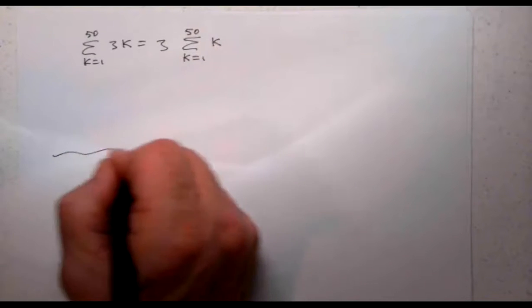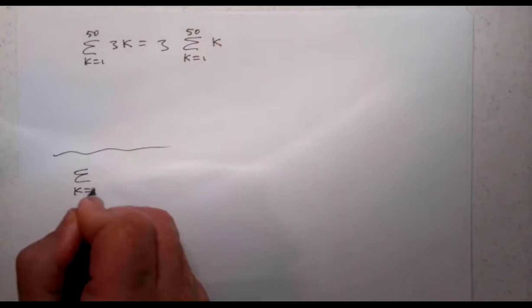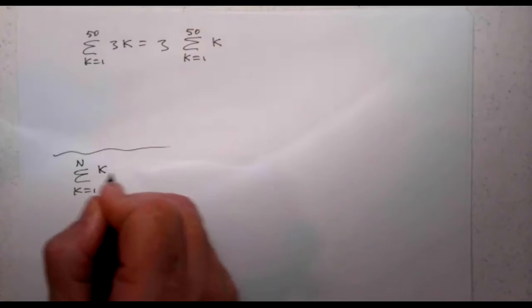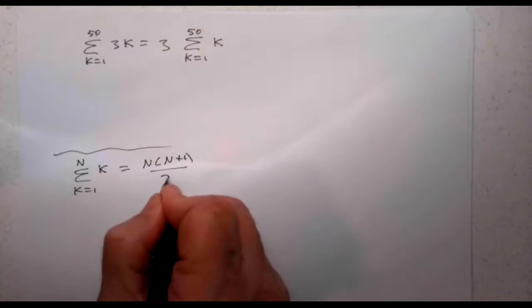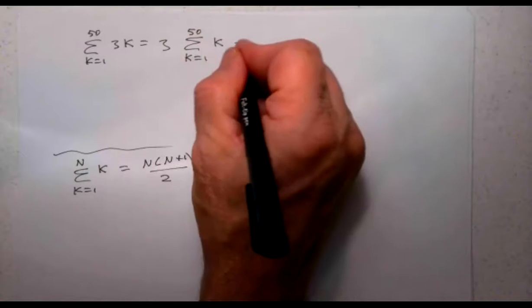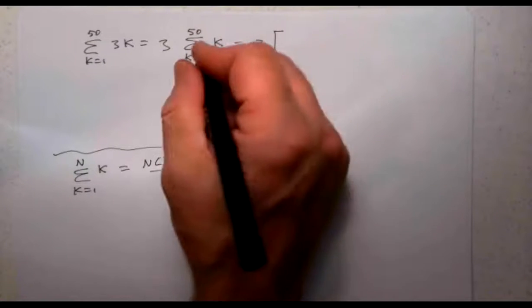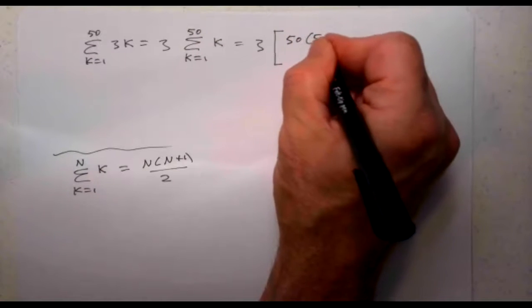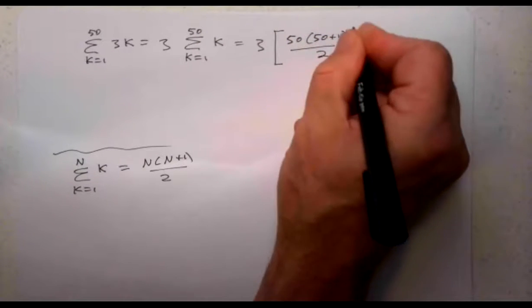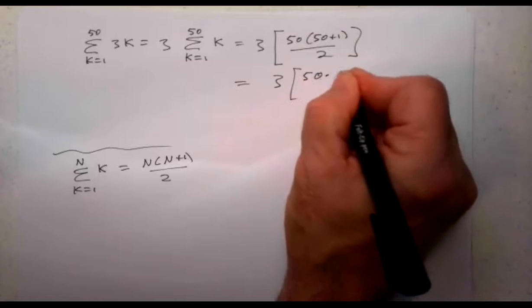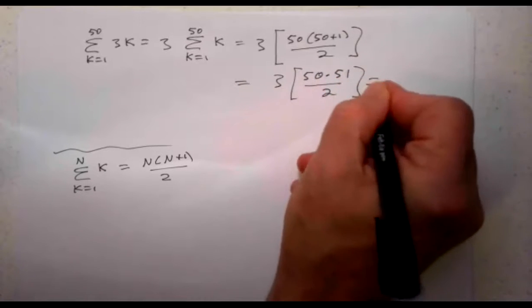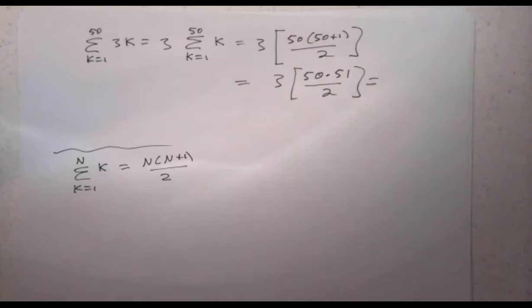But now what was our rule, right? The sum as k goes from 1 to n of k is n times n plus 1 over 2. So in our example up here, the n is 50. So we're going to get 3 times 50 times 50 plus 1 over 2. So we get 3 times 50 times 51 over 2. And what is that going to give us? 3 times 50 times 51 divided by 2 gives us 3825.